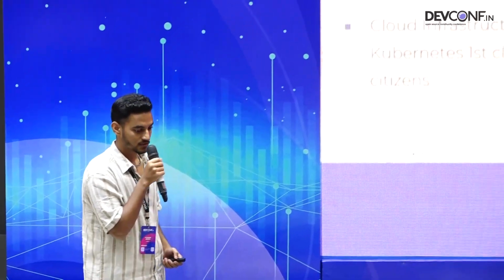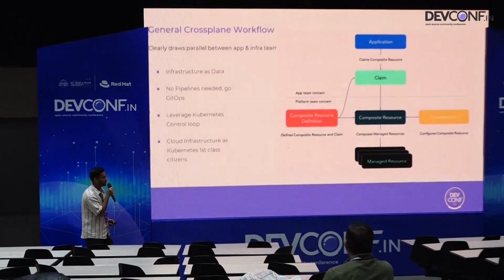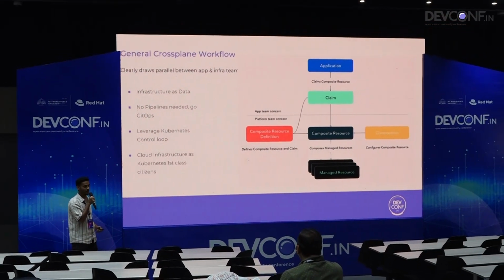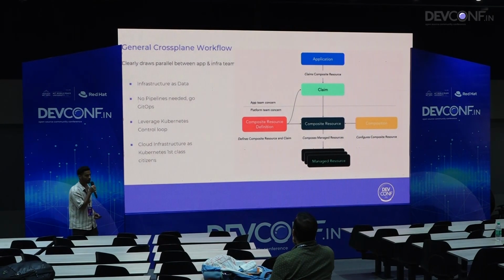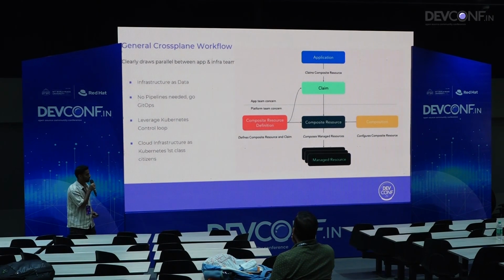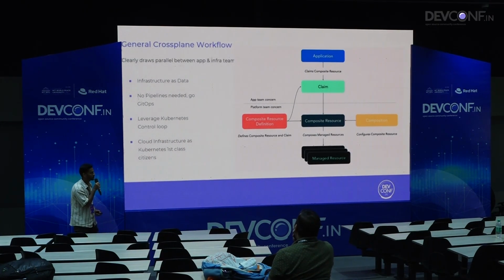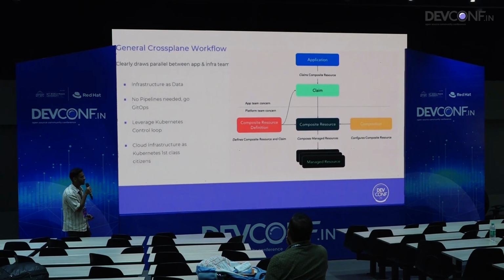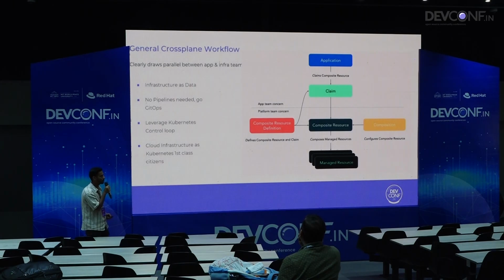Yeah, this is the general Crossplane view. In this, you can see that there is a separation of concern between the app team and the platform team. On top, you have the app team whose only work is to create the application or claim it. There is a terminology in that which is called claim. So they just have to claim a resource from the platform team.